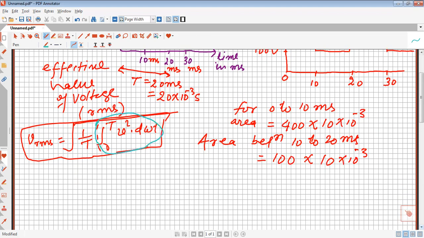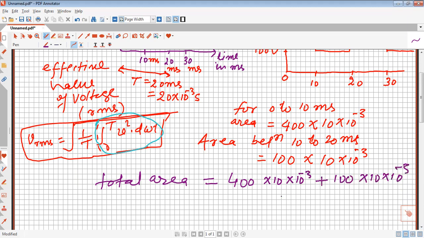So the total area will be equal to 400 into 10 into 10 to the power minus 3 plus 100 into 10 into 10 to the power minus 3. So it becomes 500 multiplied by 10 into 10 to the power minus 3. So this is the total area, and this term is now calculated.